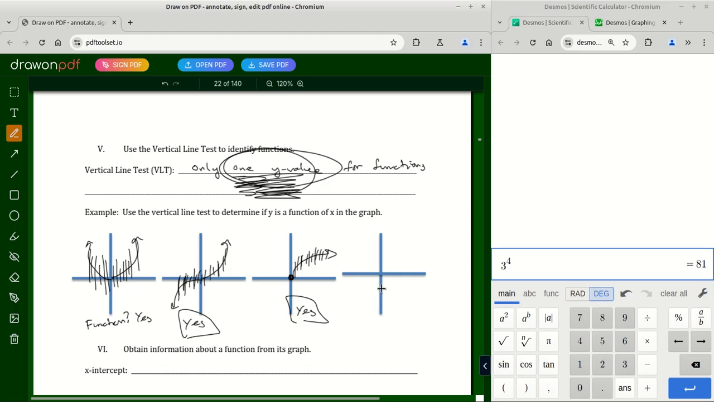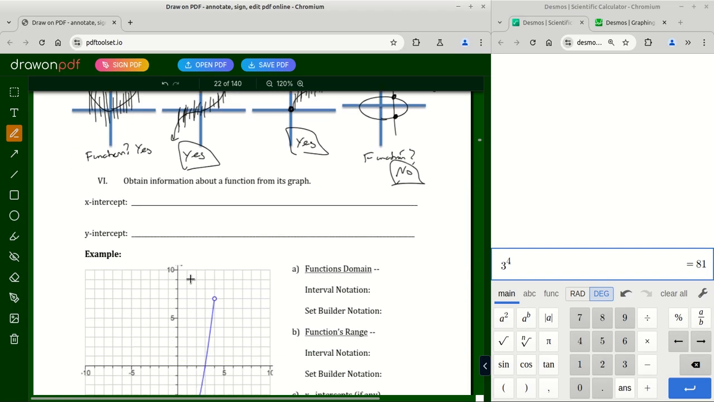But what if I had an ellipse or a circle or something like that? Let me try to draw that a little bit better. There we go. If I run one vertical line, how many y values do I have? I have two y values, and I just tried it once. Does that work? Is this a function? The answer is no. And that's how the vertical line test works. It only takes one vertical line to fail for the whole thing to not work.